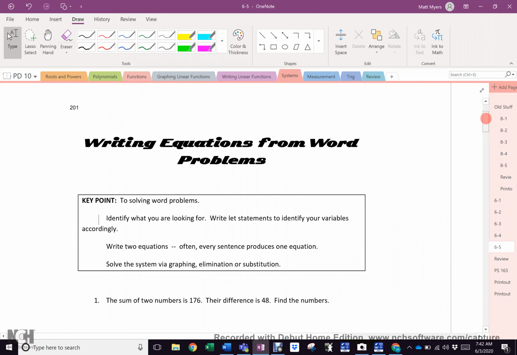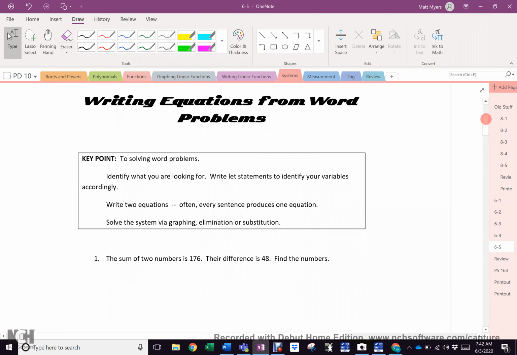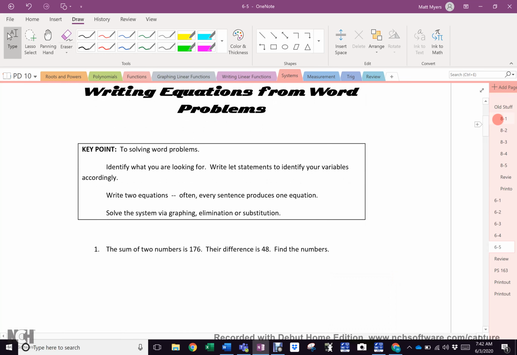Okay, we are on page 201 or 176. And let's get going. So we are going to use systems to solve word problems. So all word problems are the same. I know you guys have all kinds of trouble with word problems. They drive you batty. But they are all the same. All you got to do is follow these three simple steps.